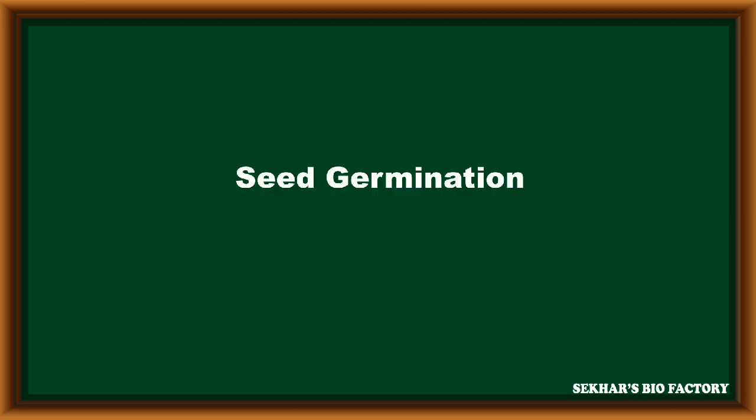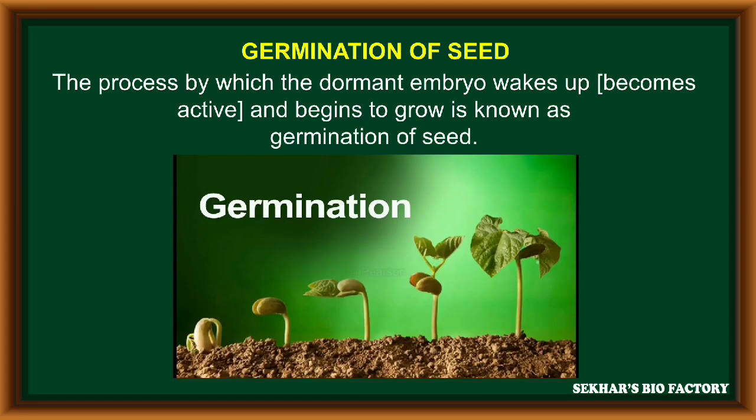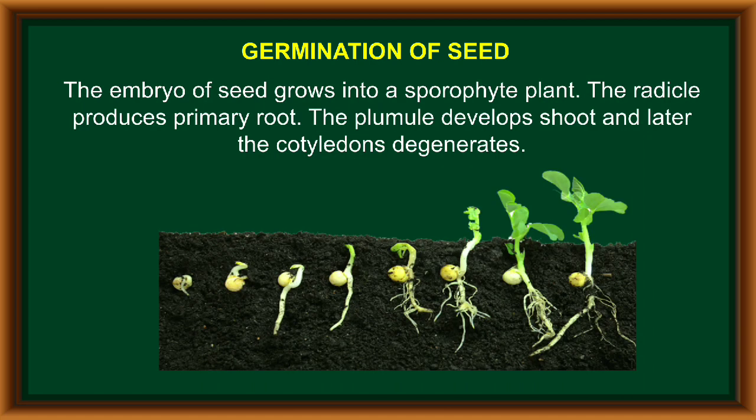The next topic is seed germination. The process by which the dormant embryo wakes up and begins to grow, such a phenomenon is called seed germination. The embryo of the seed grows into a sporophytic plant. In this, the radicle produces primary roots and the plumule develops into a shoot and lateral structures in the plant. Finally, the cotyledons will degenerate.